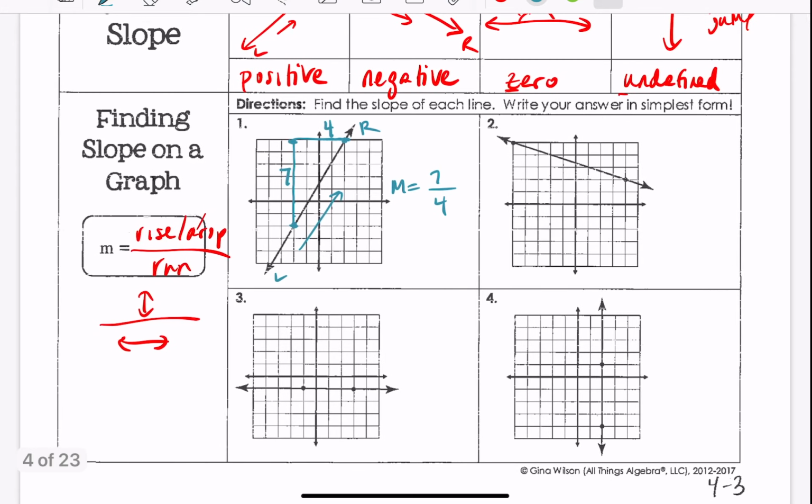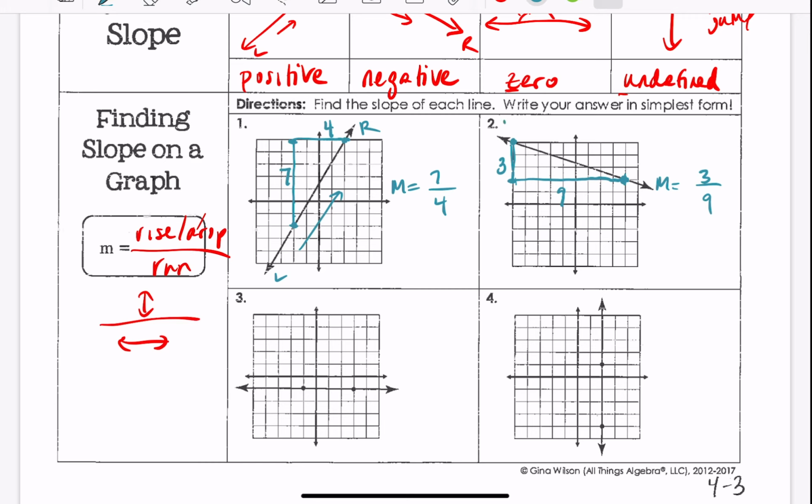My next example, number 2, here are my 2 points that they gave me. I'm going to draw my right triangle, so I'm going to draw this down to where that point is. I'm going to come over, and now I'm going to count my vertical, which is 3. My horizontal is pretty long. It's 1, 2, 3, 4, 5, 6, 7, 8, 9. Remember, you're going from here to here, so that's 9. So when I go to write my slope, it's m equals, the vertical change is 3, the horizontal change is 9, but I've got two things going on.